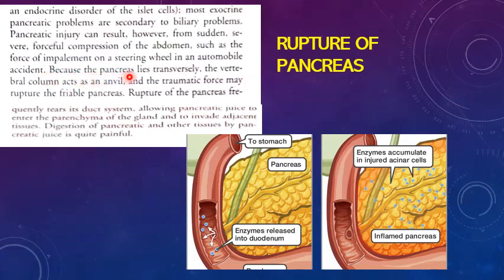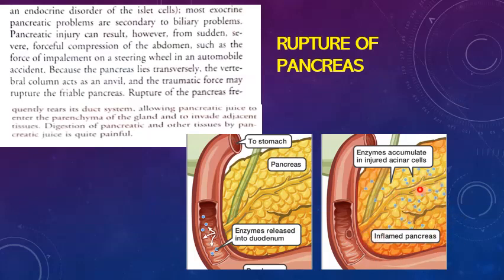Because the pancreas lies transversely, the vertebral column acts as an anvil and the traumatic force may rupture the pancreas. Rupture of the pancreas frequently tears its duct system, allowing the pancreatic juice to enter the parenchyma of the gland and to invade adjacent tissues. Digestion of the pancreatic and other tissues by pancreatic juice is quite painful. So that results in inflammation and pain here.